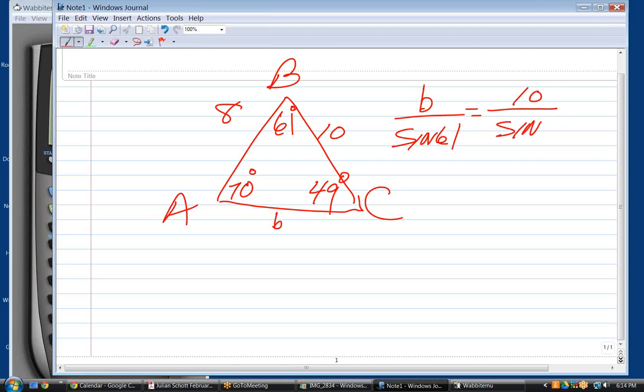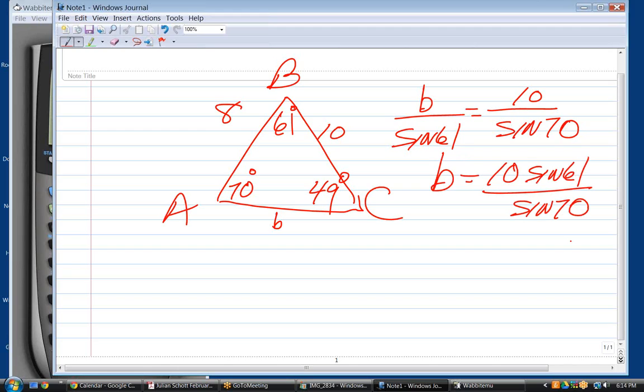B divided by the sine of 61 equals 10 divided by the sine of 70. The reason this is better is because this all requires one step to solve. I don't have to cross multiply, because what I'm looking for is in the numerator. All I have to do is multiply both sides by sine of 70. So I get B equals 10 sine of 61 divided by sine of 70, which I got the other way also, but it took me 2 steps.